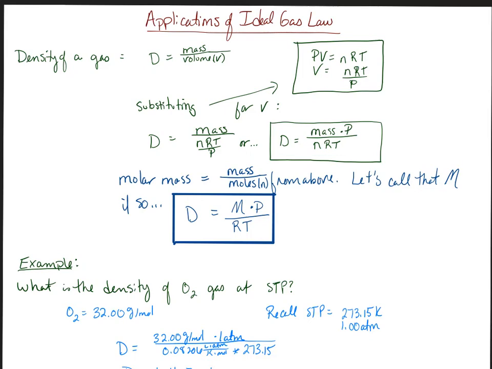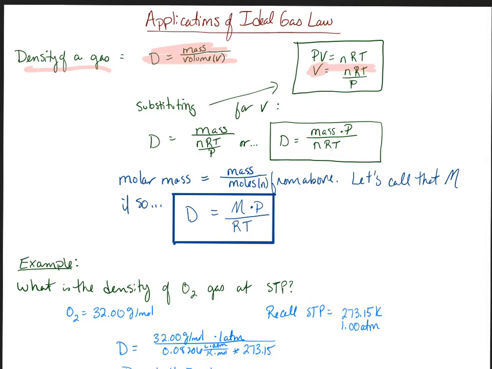So there's a couple rearrangements we can have of our ideal gas law that gives us some more information. So I thought I'd just highlight those a little bit. First of all, we can find out the density of a gas because remember, density is equal to mass over volume. And so if we use the fact that density is mass over volume, we can substitute this into the ideal gas law by solving for what V is equal to. Because remember, volume is V.